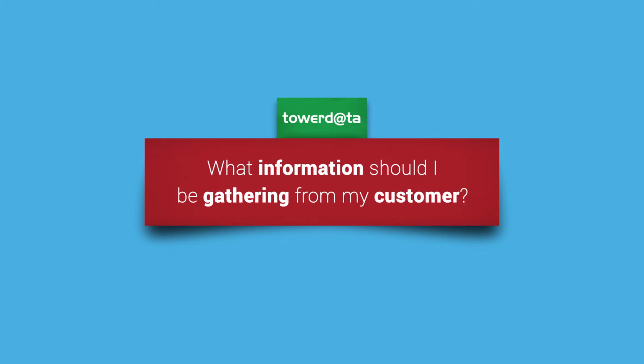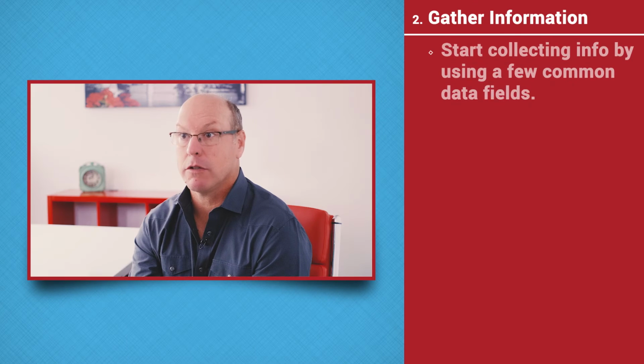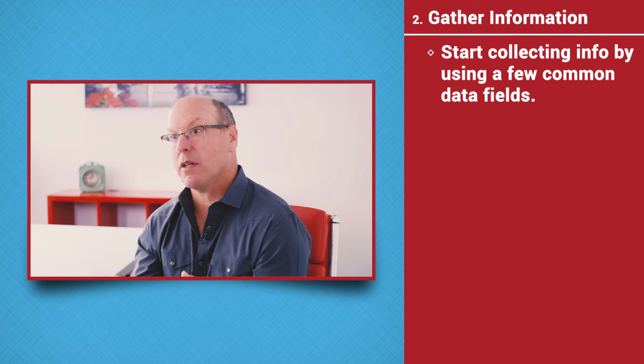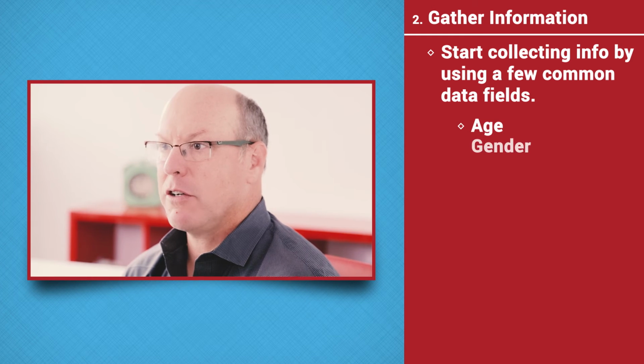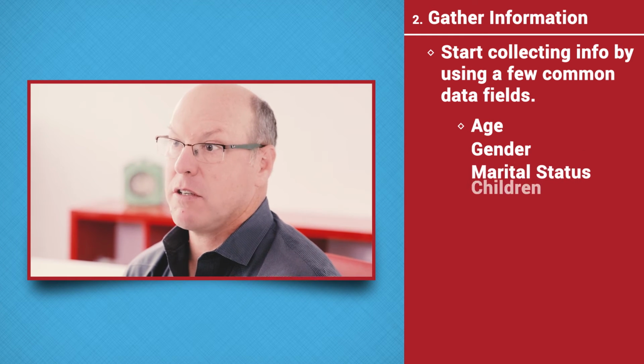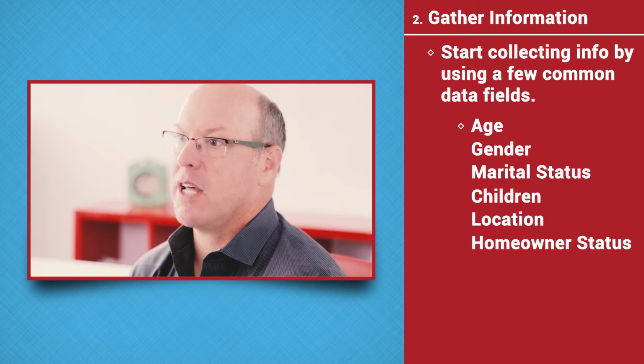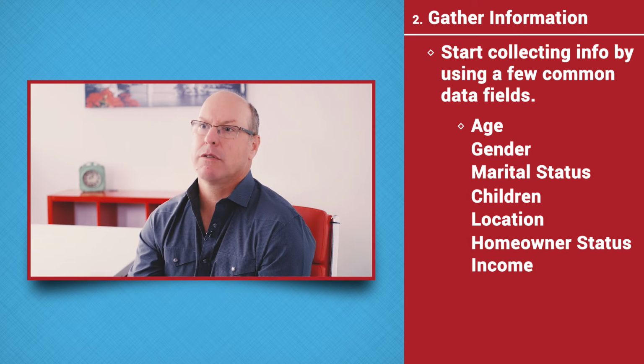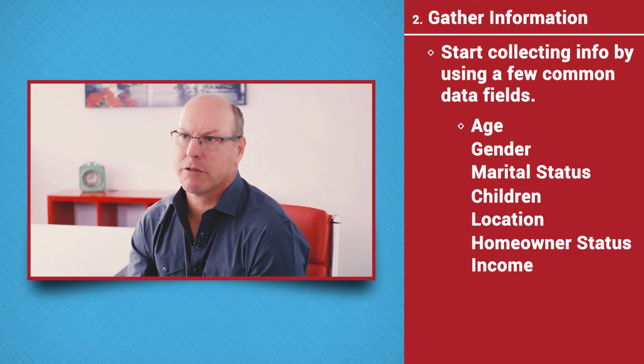And what I also recommend is for marketers who are marketing to consumers is to get a few data fields. The most common data fields that we see would be age, gender, marital status, presence of children, location, homeowner status, and income. It's the 7 fields that I find marketers can do a lot with to really understand who the customers are.